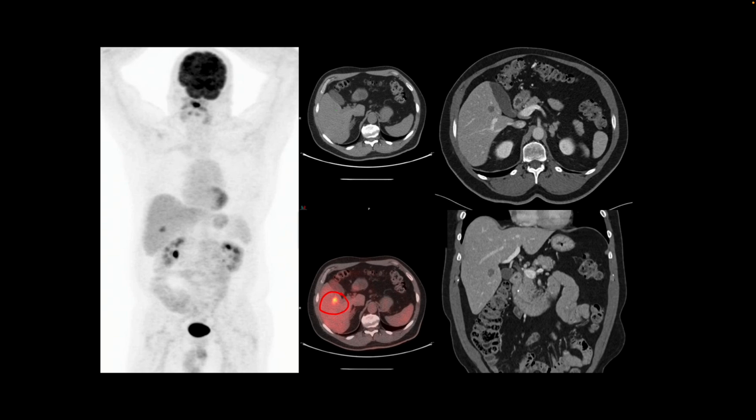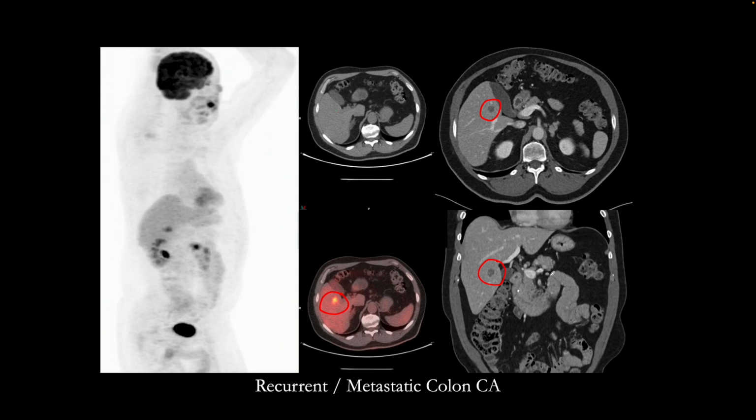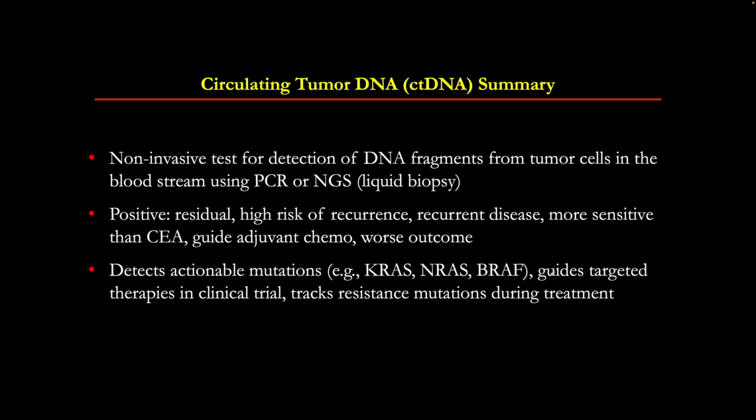And this patient also had a diagnostic CT abdomen and pelvis, which shows this hypodensity in the right lobe consistent with metastatic disease. So this patient has metastatic colon cancer, and this FDG PET CT was initiated because of the positive ctDNA. ctDNA stands for circulating tumor DNA. It's a non-invasive test for detection of DNA fragments shed by tumor cells in the bloodstream, and the test uses either PCR, like polymerase chain reaction, or NGS, which is next generation sequencing.